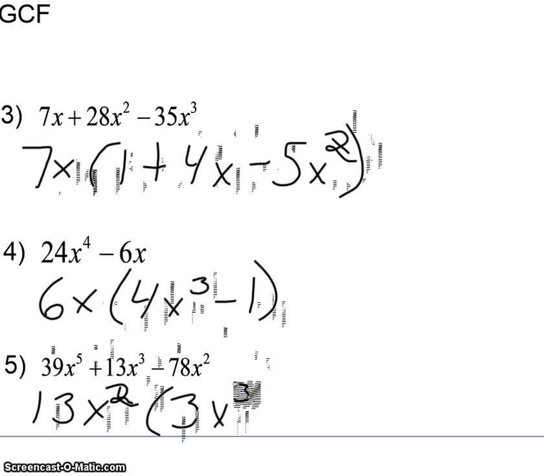13x to the third divided by 13x to the second is x. And negative 78x to the second divided by 13x to the second would be negative 6. All right, that concludes the video on GCF.